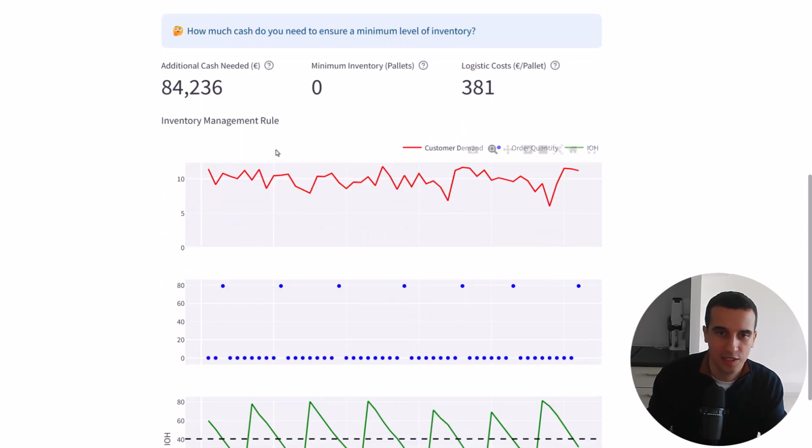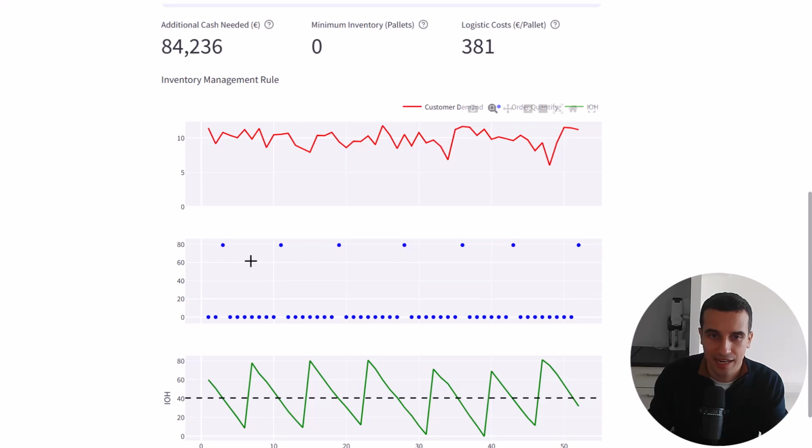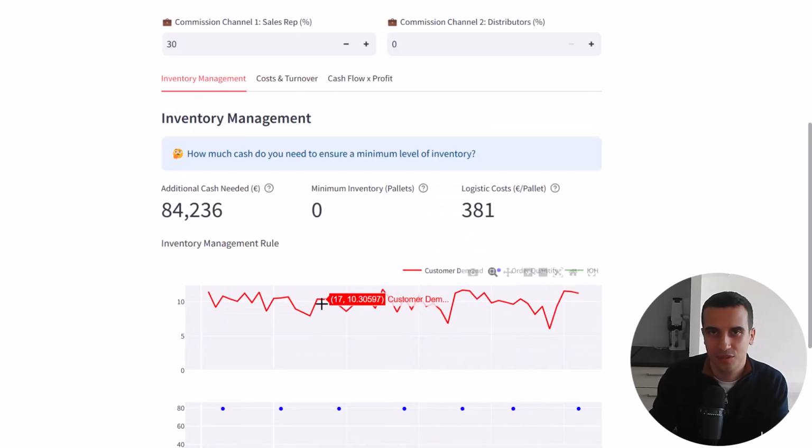And it's based on what? It's based on this inventory management rule, where here you have the customer demand, which doesn't change. Here the ordering policy. You see, you always order the same thing, basically 8 weeks of the demand, where I think the demand is roughly 10 pallets per week. Here, all the units are in pallets. And here you have the inventory on hand. What you can see is that the inventory on hand is never below 0, so you don't have stockouts. So you meet customer demand with something less stressful than checking the inventory every day, but you need 84,000 of additional cash.